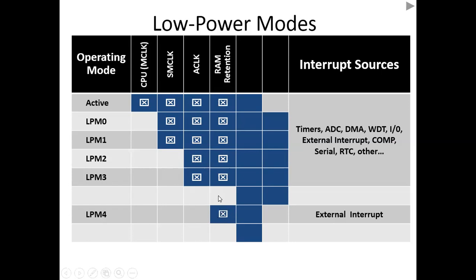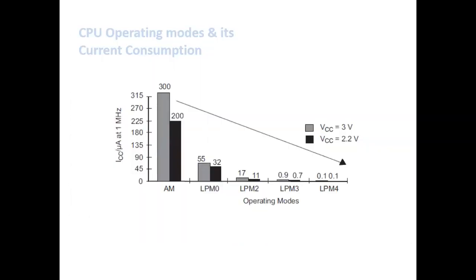But coming to 3.5 and 4.5, in 3.5 and 4.5, even the RAM retention is disabled. It means power consumption is reduced even further in 3.5 and 4.5 modes.